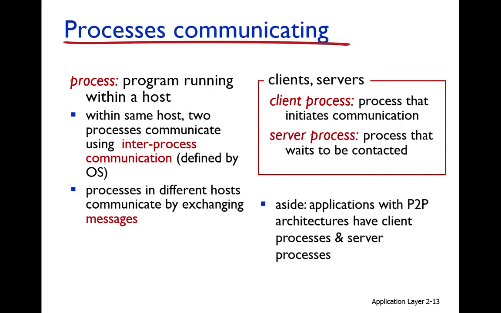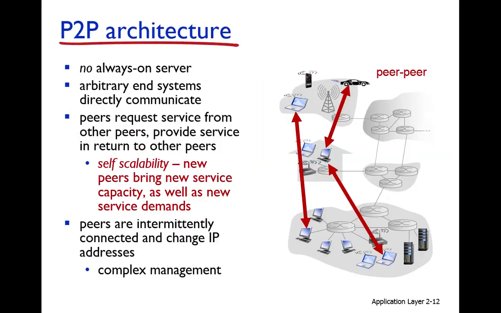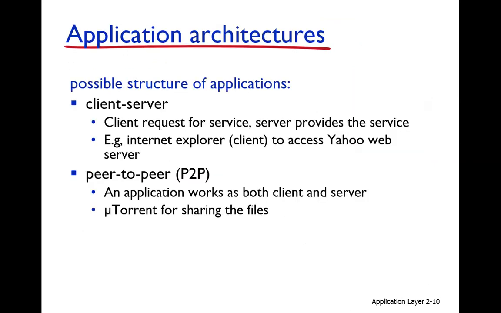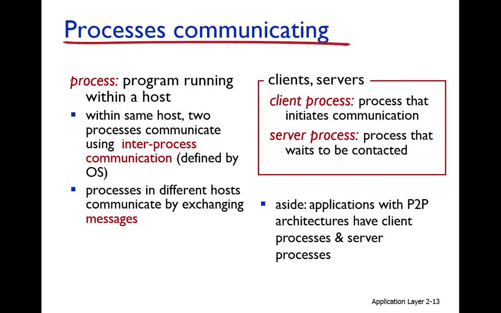Now, if you remember, we discussed what a network application is. A network application is programs written in a language, but the difference is that these programs communicate with other programs that are running on some other end systems. When a program is developed and then executed, when the program is running, it is called a process from the operating system point of view.